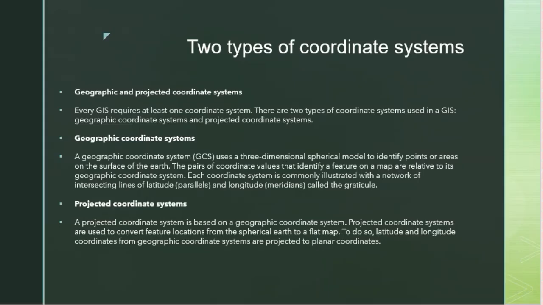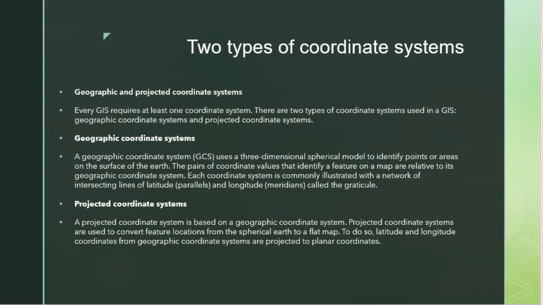And so there are two types of coordinate systems. I already went over one, which is GCS. And then the second type is a projected coordinate system, or PCS. And so you need a GCS in order to make a PCS. I know it's a lot of acronyms. A projected coordinate system is based on a geographic coordinate system.